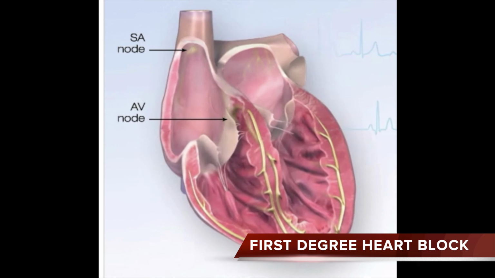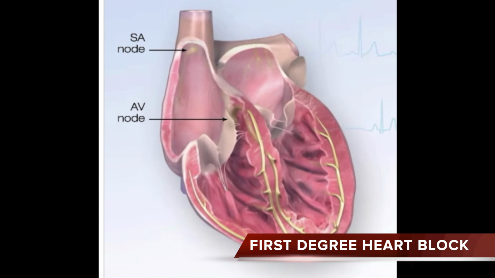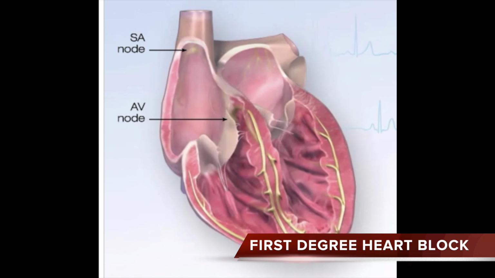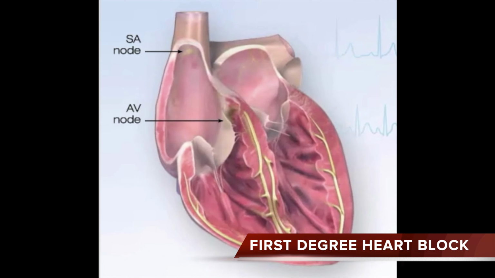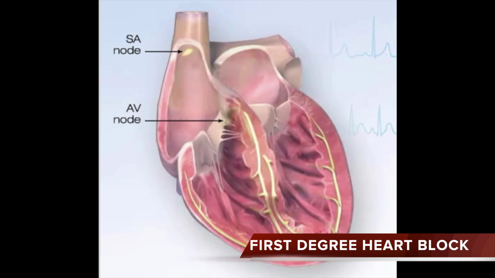Beta blockers. These drugs inhibit the part of the nervous system that speeds up the heart. This can have the side effect of delaying electrical conduction within the heart, which can cause first-degree heart block. Calcium channel blockers. Among their other effects, calcium channel blockers can slow down the conduction within the heart's AV node, resulting in first-degree heart block.